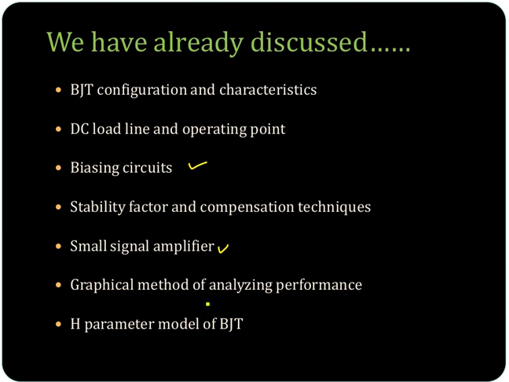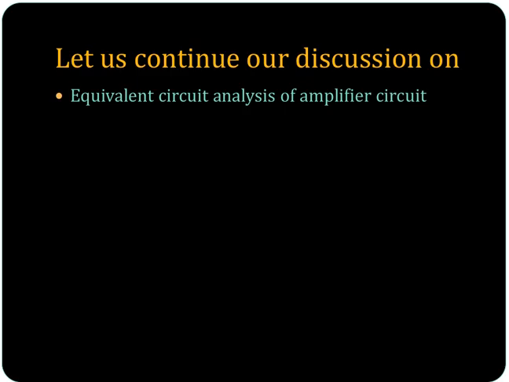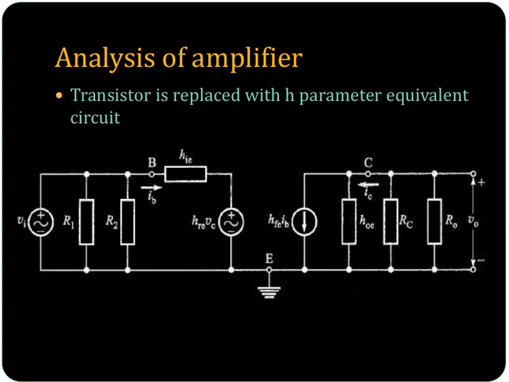So we analyzed the performance of the common emitter amplifier graphically, and we also developed the H parameter equivalent model of the BJT as a part of analyzing the equivalent circuit method of the small signal amplifier. Now in this lecture we are continuing our discussion on equivalent circuit analysis of amplifier circuit, and to develop the equivalent circuit we are considering the H parameter equivalent circuit of the transistor. So we are replacing the AC equivalent circuit of a common emitter amplifier. In that we are replacing the transistor with this particular H parameter equivalent model.